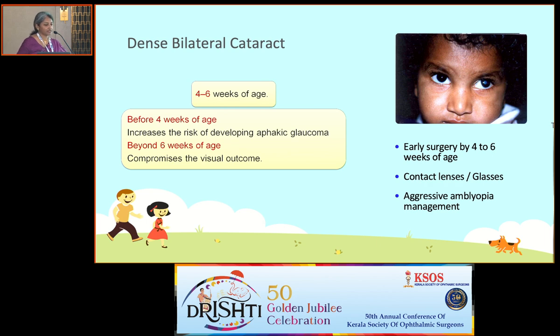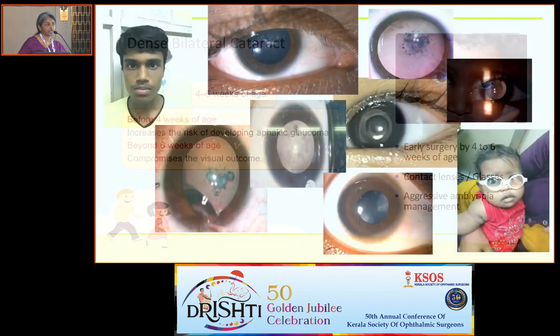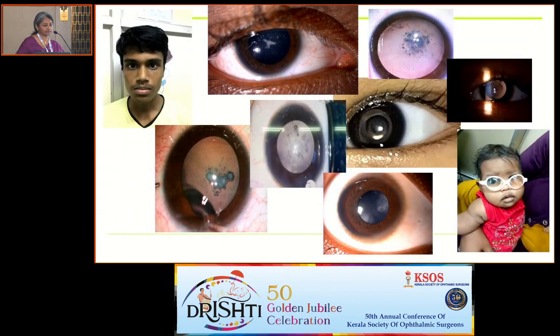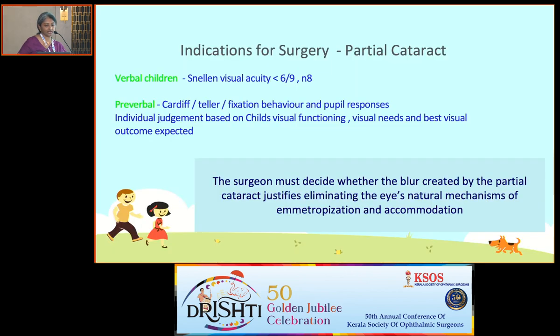But we do operate. So for dense bilateral cataracts, the window is around 4 to 6 weeks of age. Before about the age of 4 weeks, there is a high risk of aphakic glaucoma, and beyond 6 weeks, it's going to compromise the visual outcome. So initially, we give glasses or contact lenses. In these slides, you look at the partial cataracts, where it is younger or older, we can wait till we get good readings. And the indication for surgery in partial cataract, in verbal children, you are looking at Snellen's acuity of less than 6/9 or 6/18. Whereas in pre-verbal, you base it on the visual behavior of the child.